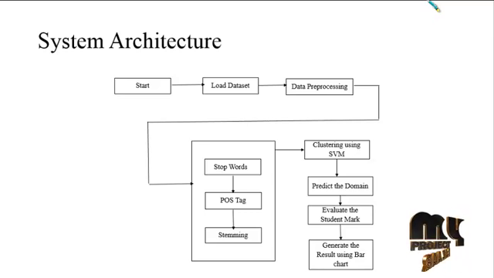The next step is clustering. Clustering using SVM, which means support vector machines. We will cluster, group and divide the particular domain. For example, if data mining students are seen in this dataset, we will select data mining, and the cluster will show the data mining students. Then finally we will predict the highest domain and evaluate the student mark list, the highest mark list, and finally we will show the result in a graph. It is used for human understanding, to view the results in the graph.